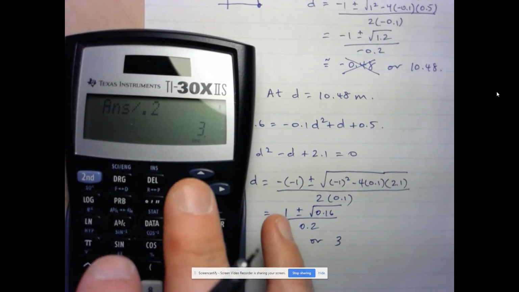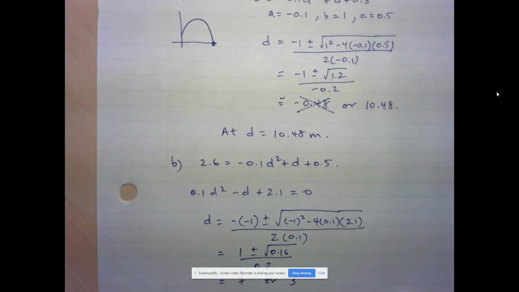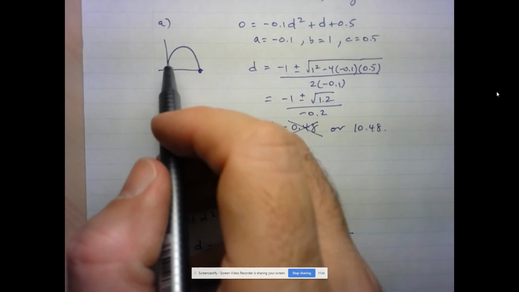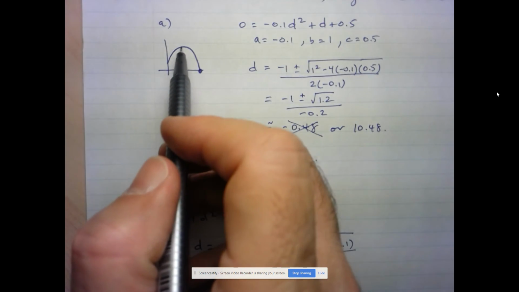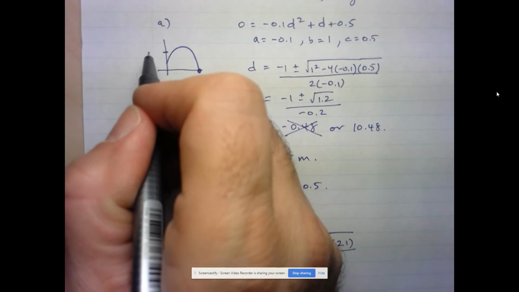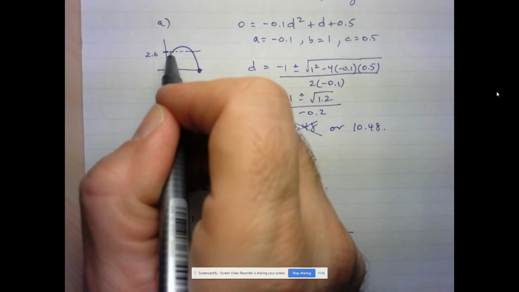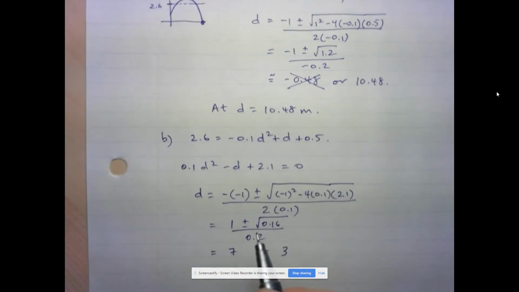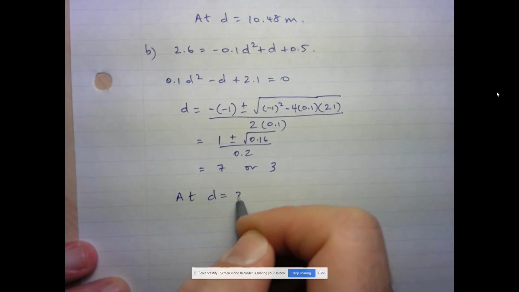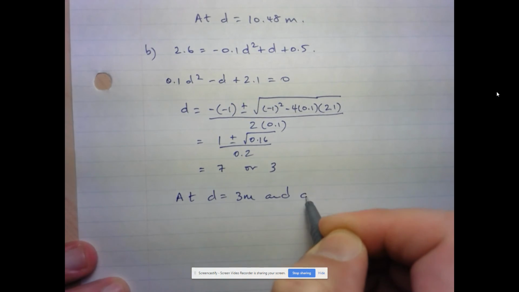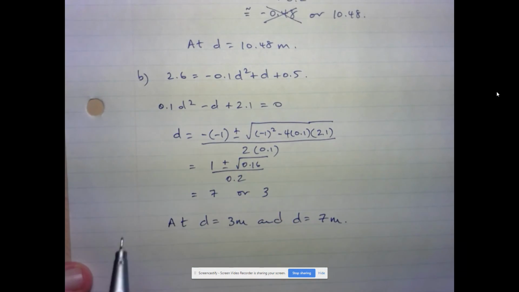Okay, so notice here we have 2 positive answers. So does that make sense? Again, if you look at your diagram, we didn't find the maximum here, but it must be larger than 2.6. So if 2.6 is somewhere here, it's not surprising that it's at a height of 2.6 at 2 different locations. So here we would say at d equals 3 meters and d equals 7 meters. This is when it's at a height of 2.6 meters.